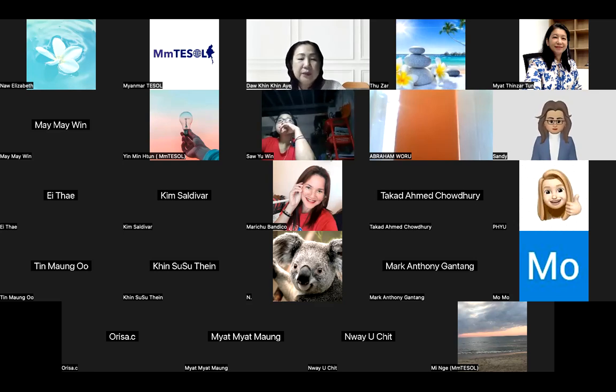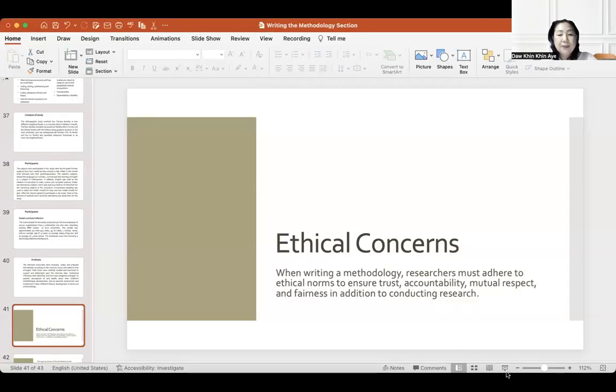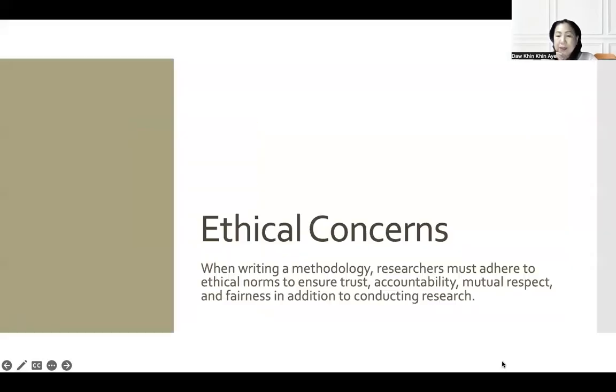Okay, I think we'll just go back to the PowerPoint slide. I hope that even if you can't hear, you can read what is there. So I think you can get some idea. Now, whenever you write a methodology section, the researcher must adhere to ethical norms to ensure trust, accountability, mutual respect, and fairness in addition to conducting the research.